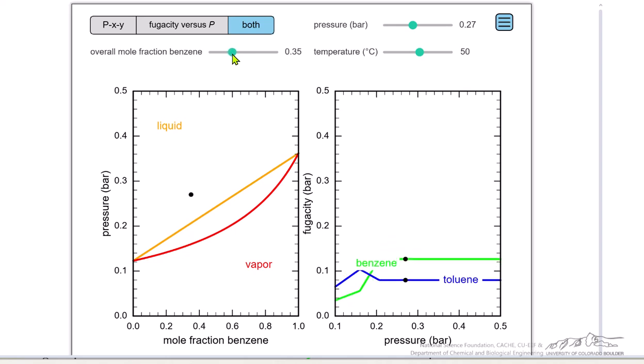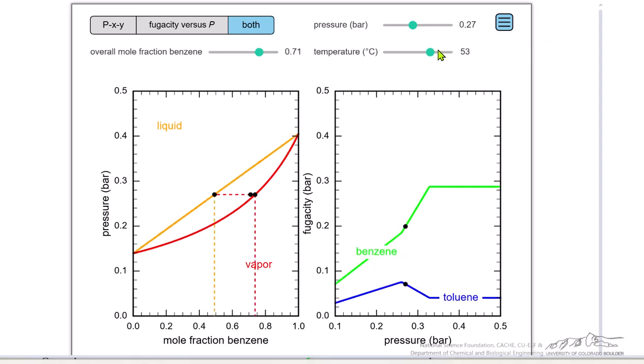As I'm in the liquid phase, the fugacity is going to be the mole fraction liquid phase times the saturation pressure. Now, these simulations have some brief directions, and they have details of the calculations using Raoult's law.